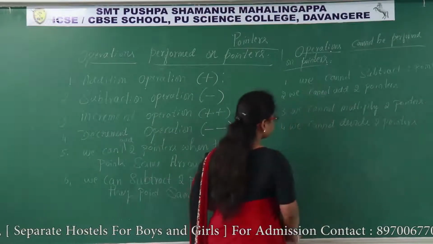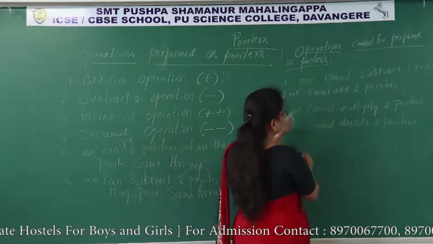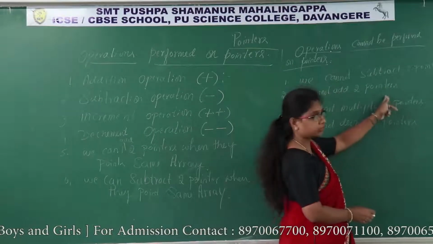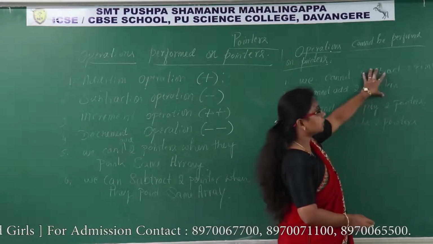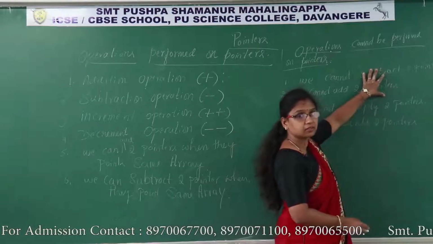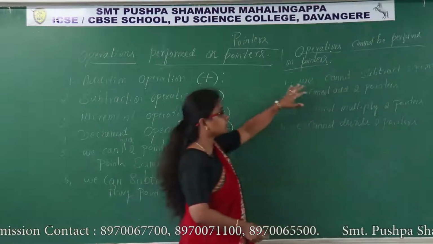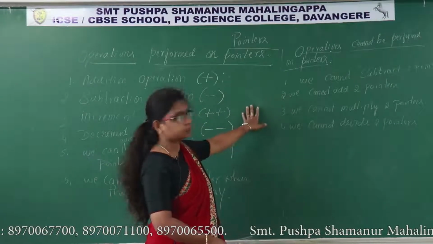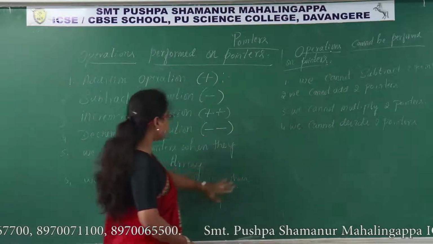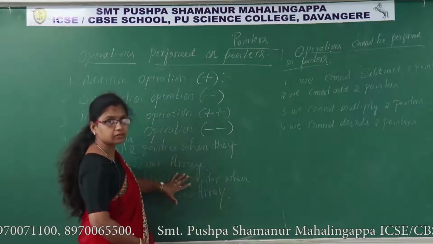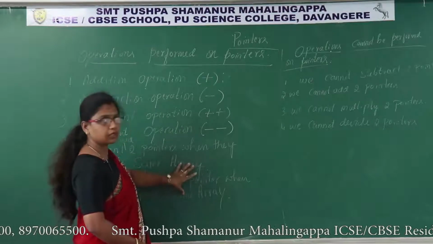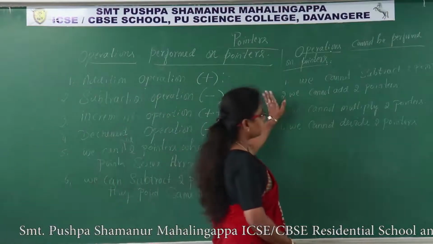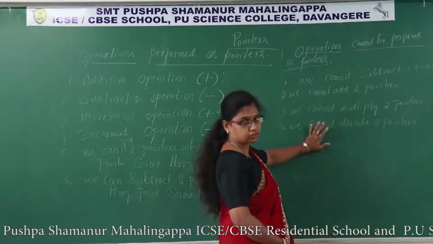Now we cannot subtract 2 pointers, we cannot add 2 pointers. So how to understand this? There are different pointers, p1, p2, p3. Though they are the same type of pointers, we cannot add, we cannot subtract unless they are pointing to the same array elements. When they point to the same array elements, then we can add and we can subtract. Apart from that, we cannot add, we cannot subtract, and we cannot multiply, we cannot divide.